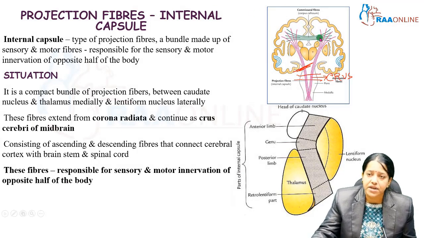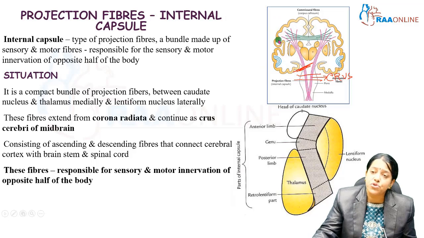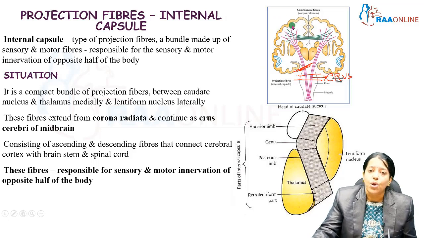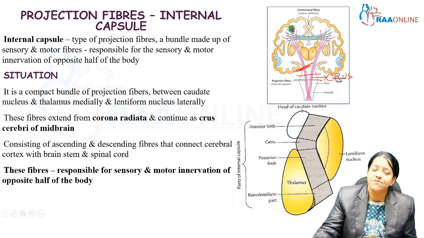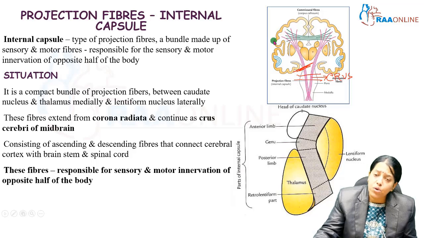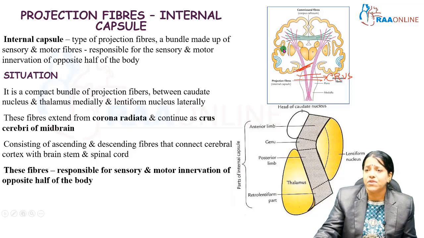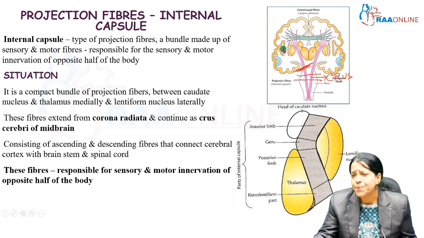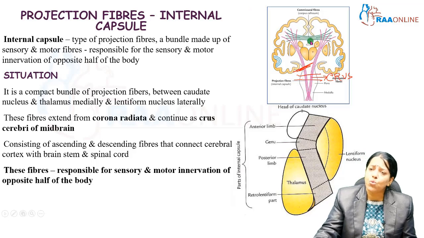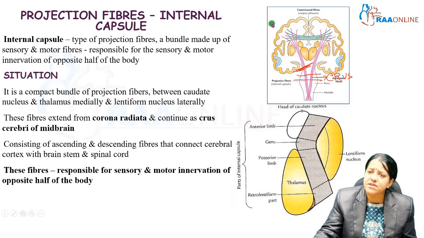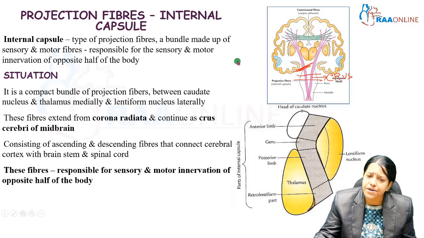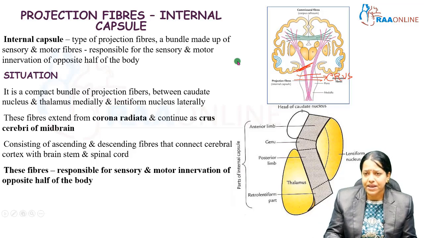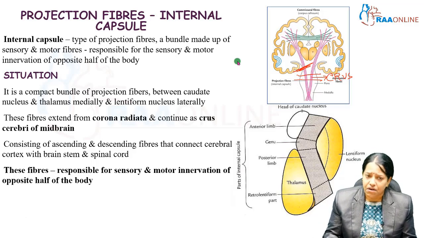They have to reach the cerebral cortex. Now we know that in the cerebral cortex there is a motor area, which is area number 4, in the precentral gyrus, and you have the sensory area in the postcentral gyrus, areas 3, 1, 2. So all these fibers ultimately have to go to different centers present in the cerebral cortex. That's why they are carrying the motor and sensory fibers from the opposite half of the body.